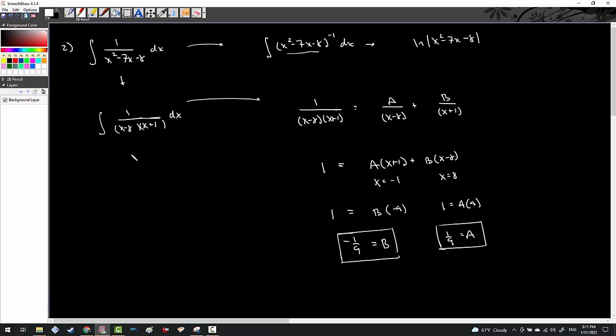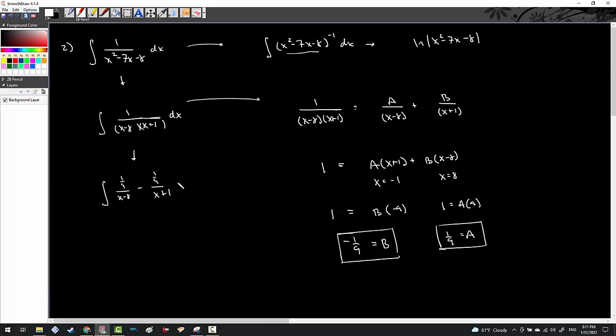So how does that help me? Well, what it tells me is that the integral of this is really the integral. So the A is over the x minus 8. So I'm going to say 1/9 over x minus 8. And then since B is a negative 1/9, it's not going to be plus negative. I'll just call it minus 1/9 over x plus 1.